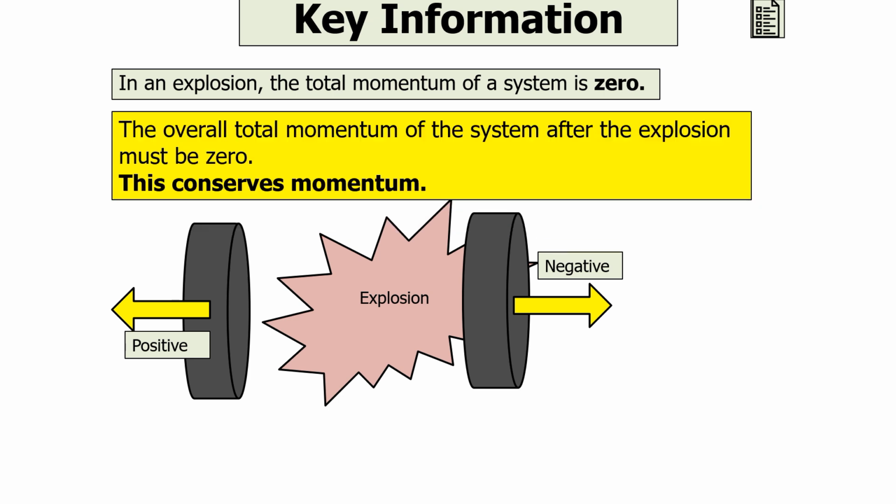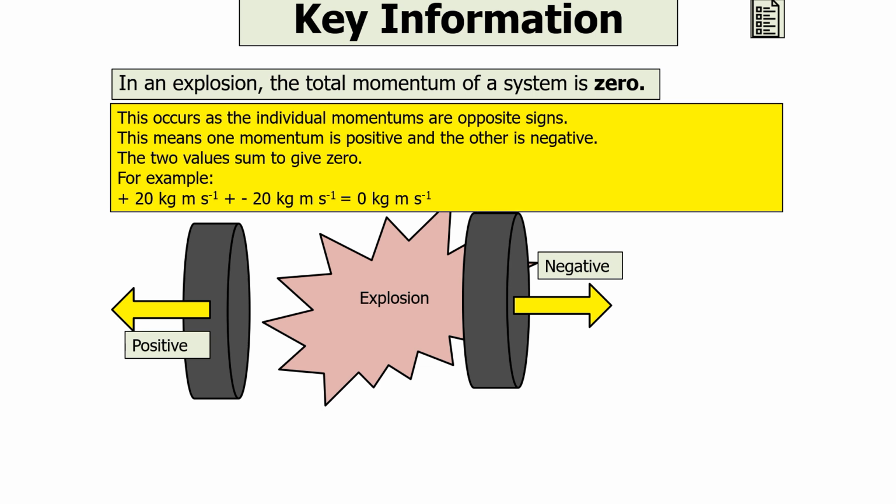So as we said, the overall total momentum of a system after the explosion must be zero to conserve momentum. So one will be positive, for example, plus 20 kilogram meters per second, and one will be negative, such as minus 20 kilogram meters per second, to get your overall answer to be 0 kilogram meters per second.